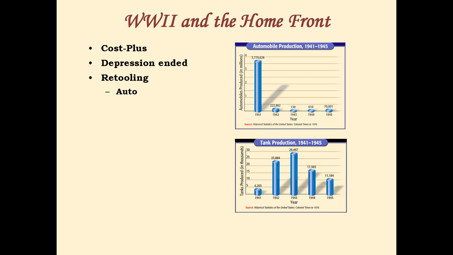The US economy is going to boom because we have this wonderful automobile industry that we can just retool and start producing military stuff. You can see in the two graphs, we're going to stop producing cars and we're going to start producing tanks. And the auto industry is going to produce a lot of other military material as well.